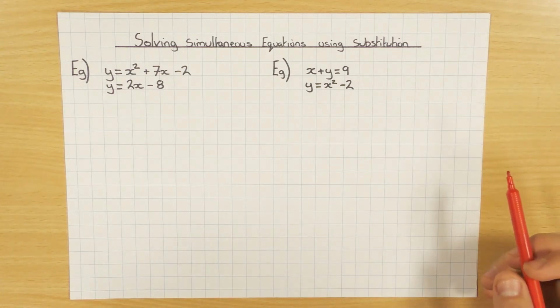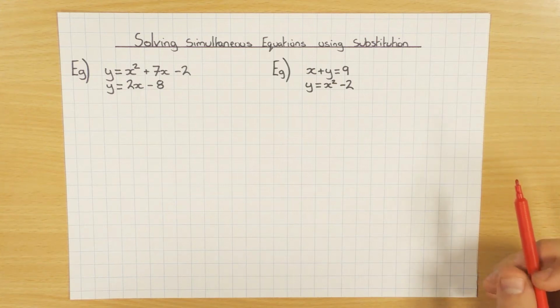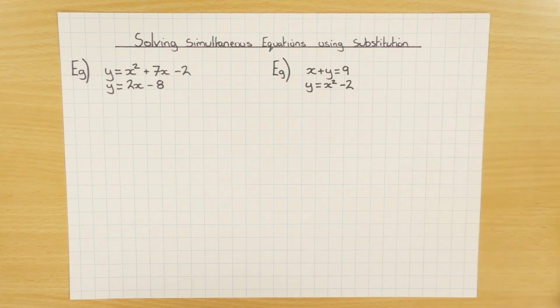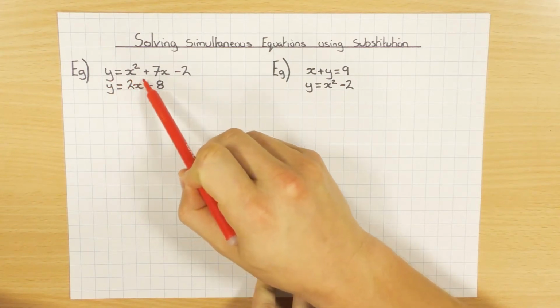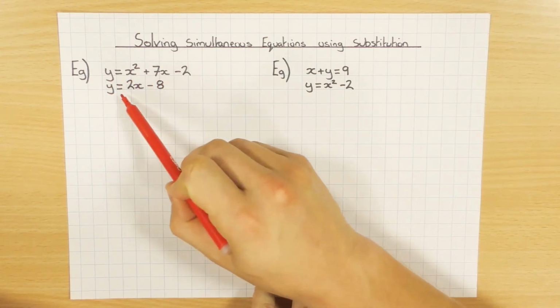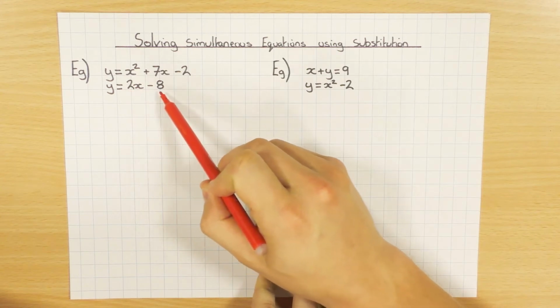Also, what I'm going to do in this video is have a look at what it looks like visually to try and give you a little bit more understanding as to what's going on. So let's get cracking with the first example, which is this one here. I've got y equals x squared plus 7x minus 2 and y equals 2x minus 8.